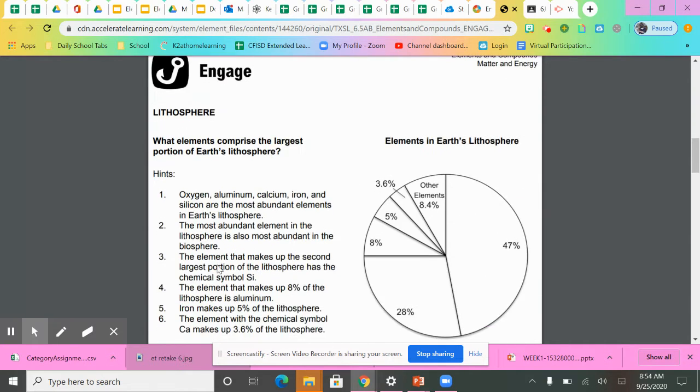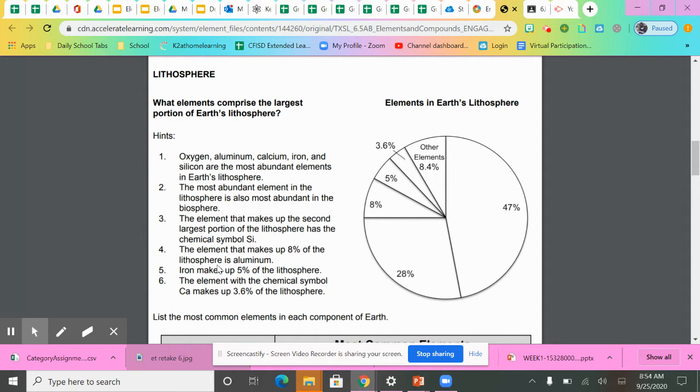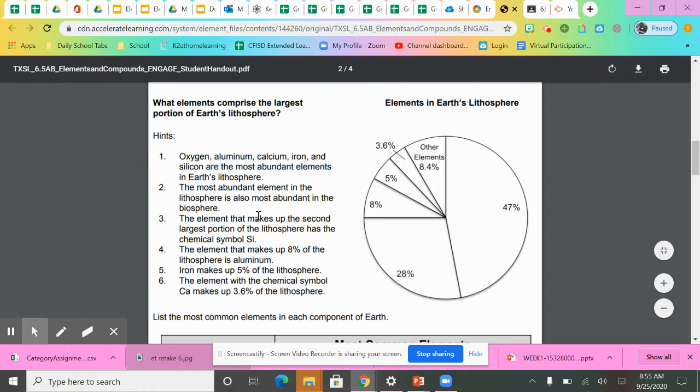Okay. So the next one is the lithosphere. You'll cut it out. So cut above the word lithosphere, cut below number 6. Okay. And so here are the elements that make up our lithosphere. You have oxygen, aluminum, calcium, iron, and silicon. So you go back to the key, figure out which ones you need to do.